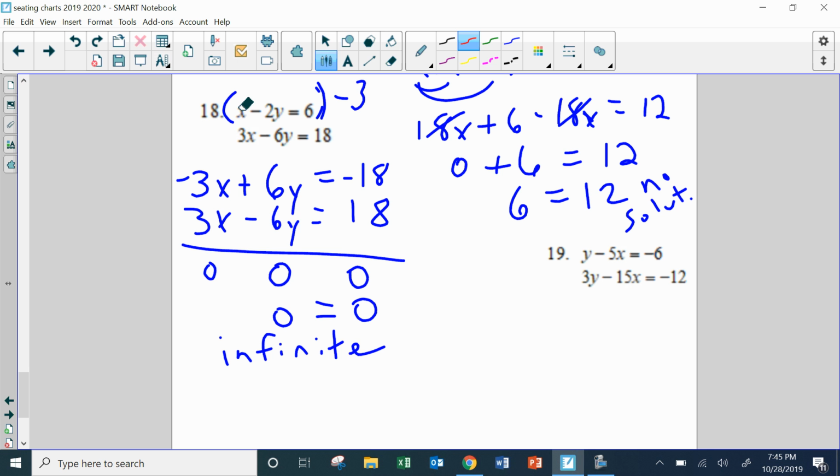So 3 times x would have been 3x. 3 times negative 2y would have been negative 6y. 3 times 6 would have been 18. If you can do that before you even do any of the math, you know immediately it's an infinite number of solutions because they're basically the same equation.